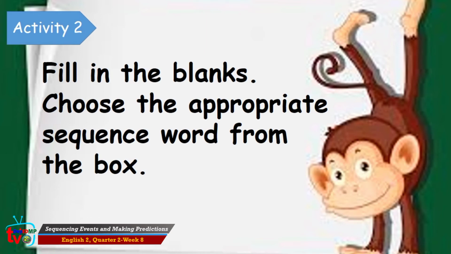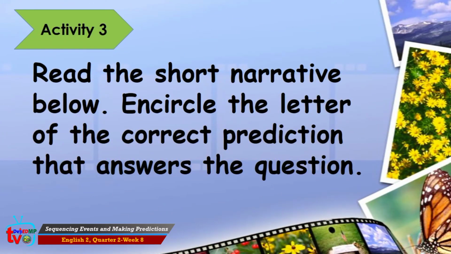For activity 2, fill in the blanks. Choose the appropriate sequence word from the box. For activity 3, read the short narrative below and circle the letter of the correct prediction that answers the question.